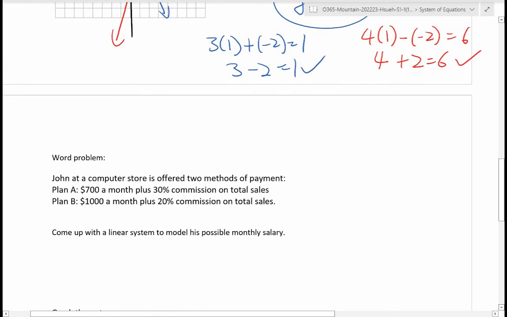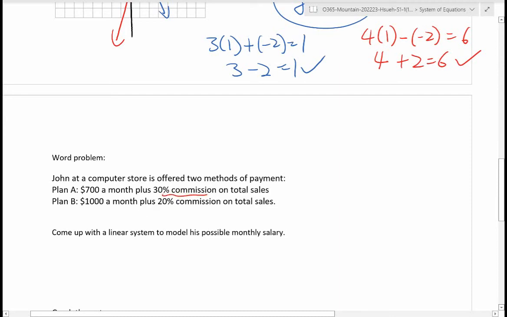Okay, so here we go. Let's take a look. It says John works at a computer store, and he is offered two methods of payment. Okay, John at a computer store is offered two methods of payment. Plan A, or the first offer, I guess, is that he gets $700 a month plus 30% commission on total sales.